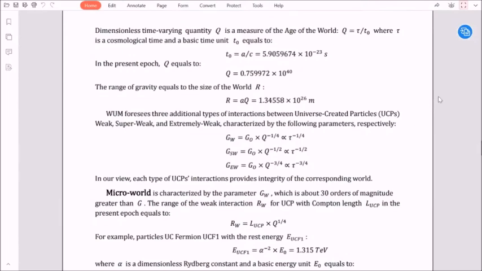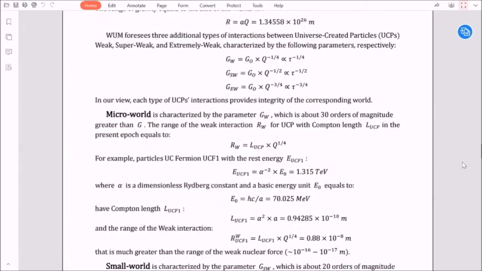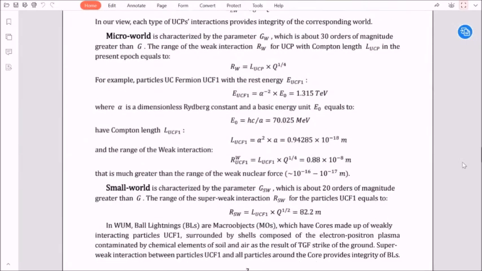Bohm foresees three additional types of interactions between universe-created particles: weak, super weak, and extremely weak, characterized by the following parameters respectively. In our view, each type of UC particle interaction provides integrity of the corresponding world. Micro world is characterized by the parameter g weak, which is about 30 orders of magnitude greater than g.